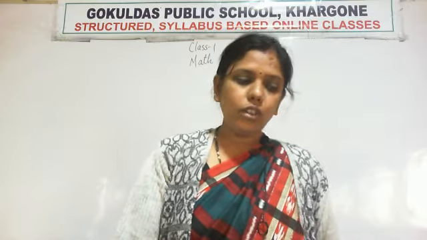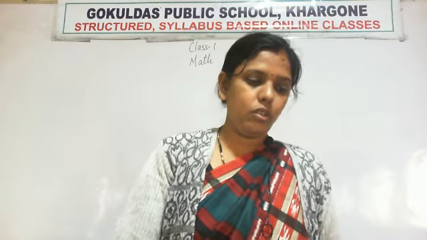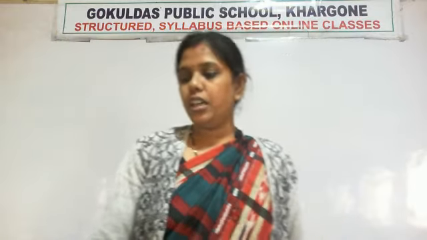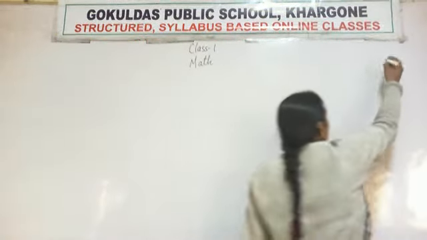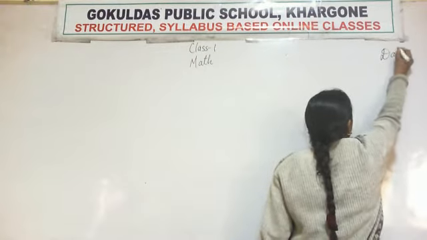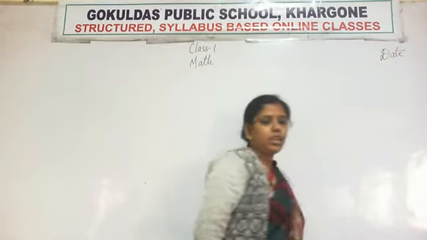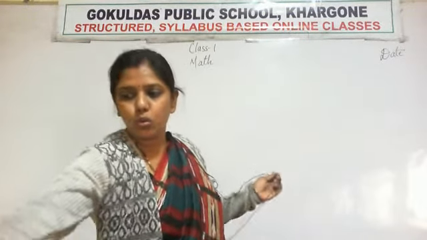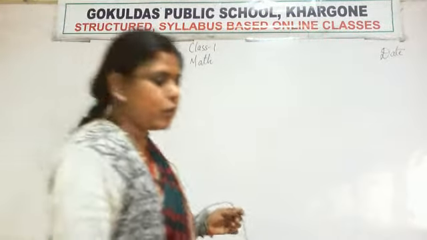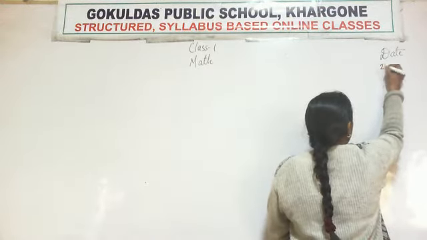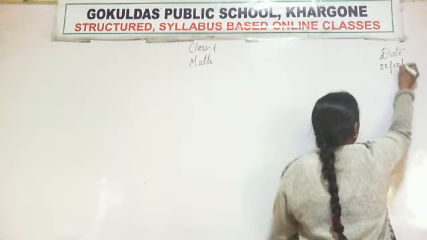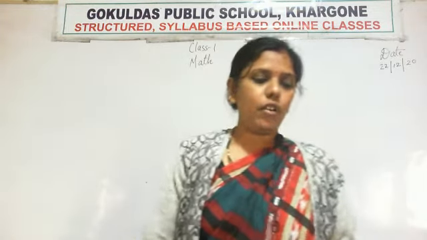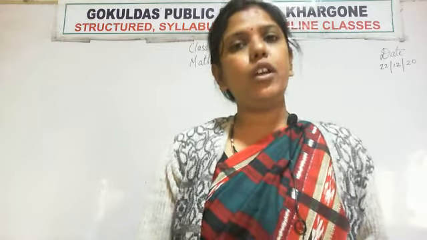Okay, so take out a new page and write today's date. What is the date today? Write here date. Date is 22, right? 22/12/2020. Write today's date. Now write the topic that we are going to do today.